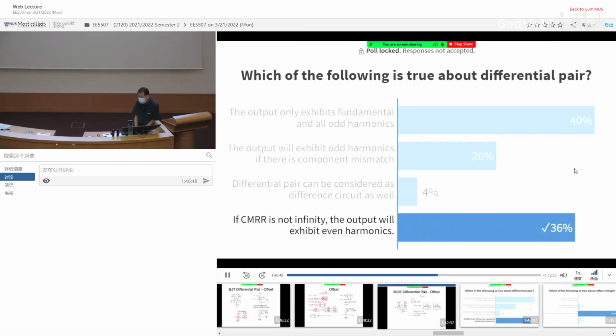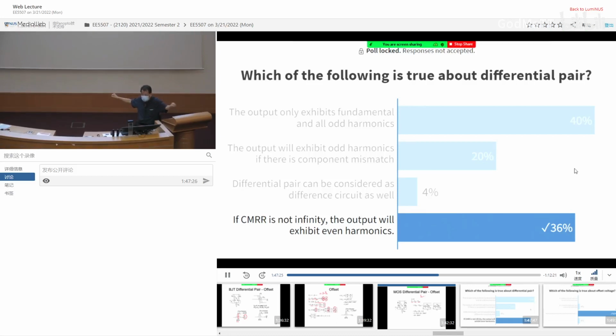I already explained to you the difference between a differential circuit and a single-ended circuit. Now the last one is not that straightforward. But if you recall, I stressed 2 points. Even harmonics exist if there is a mismatch. Am I right? I keep mentioning this, right? If there is a component mismatch, there are even harmonics. So that is 1 point. When I derived the common mode rejection ratio, if there is no mismatch, the common mode rejection ratio should be infinity.